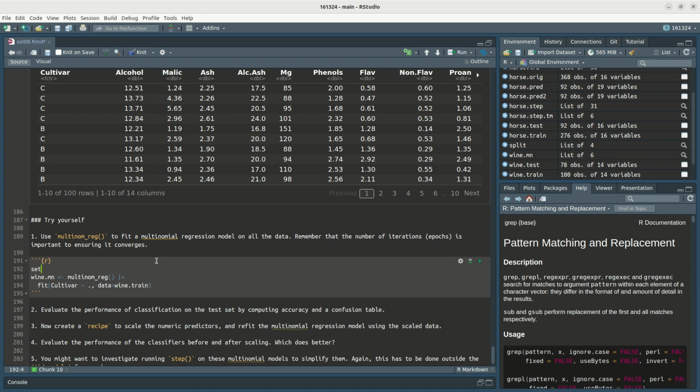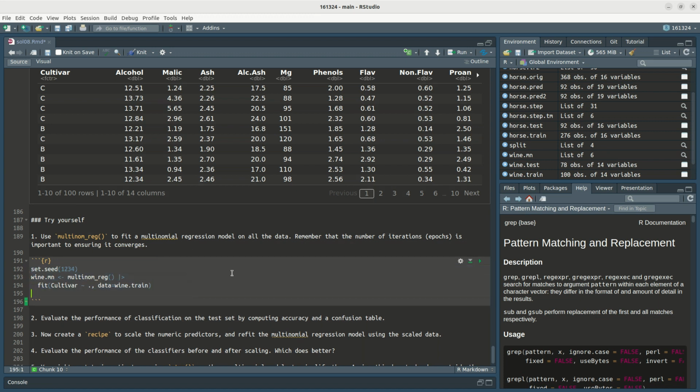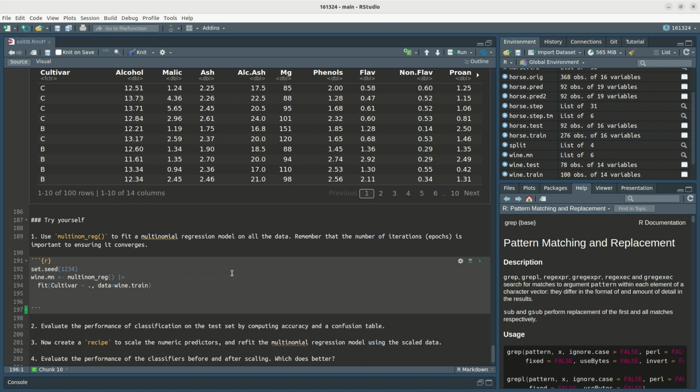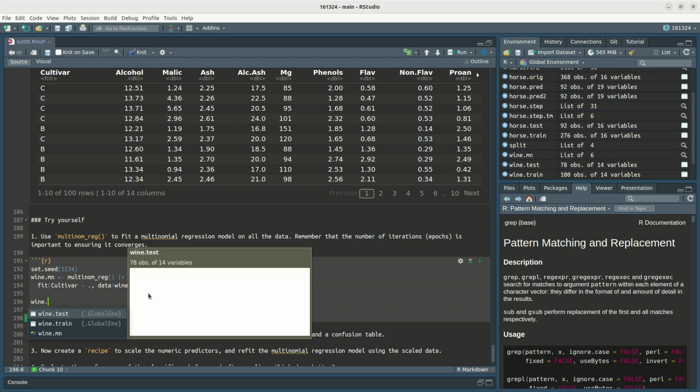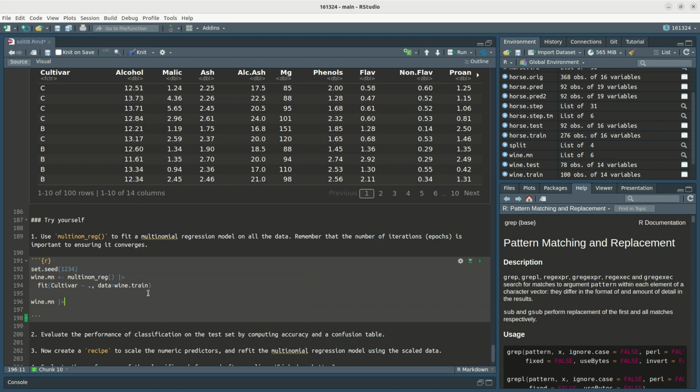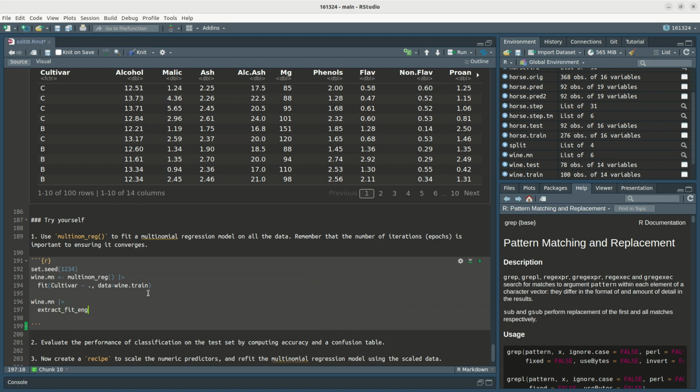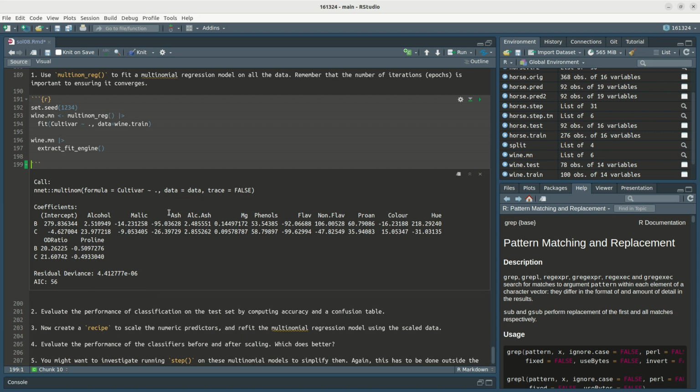Now, because it's a neural net, underlying the hood, I may want to set the seed, just so that I get consistent results. Remember that the number of iterations is important to ensuring it converges. So to check convergence, we need to look at the underlying model object. By default this prints this output here, but there's a bunch more stuff inside this object, right?